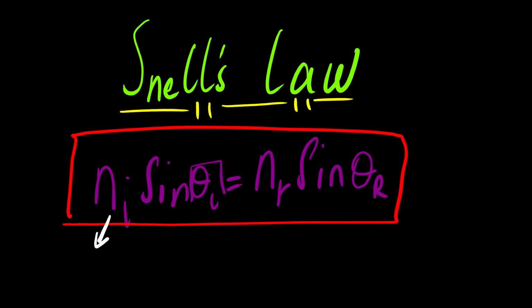Now this angle, let me quickly change the color. This angle is the angle of incidence, the one I just showed you in that picture. And then Nr is our refractive index of the refracted ray.